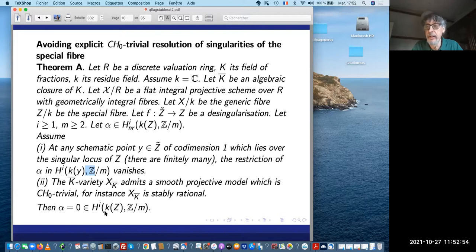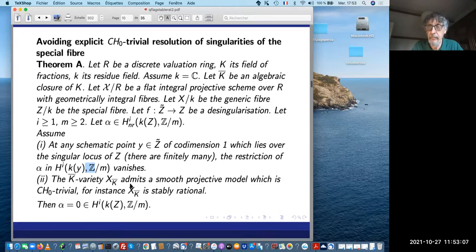So the way this is going to be used, of course, is by using the converse. Namely, you'll have a class satisfying this. We'll show that alpha is non-zero, and then we'll conclude that the geometric generic fiber is not stably rational. Okay.